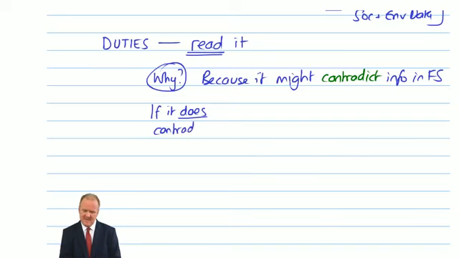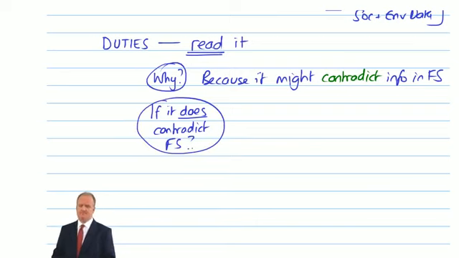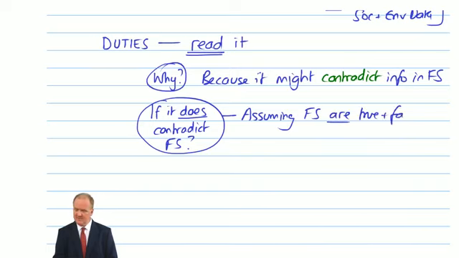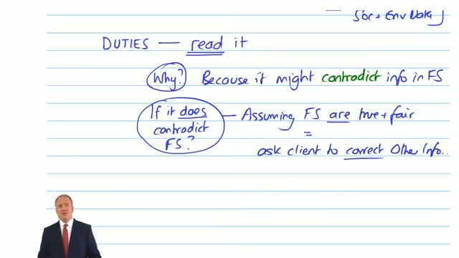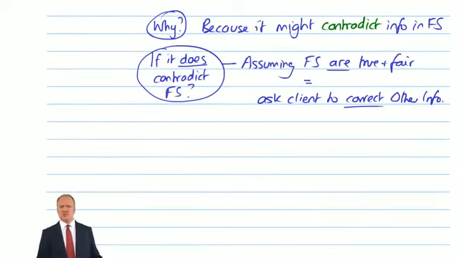And if the information in there is different to what you've seen in the financial statements, and assuming you've audited the financial statements and you know the financial statements are right, it must mean this other information is wrong. Then you will need to ask the client to correct the other information. If they correct it, yay! Job done. Confused shareholders? Not at all.